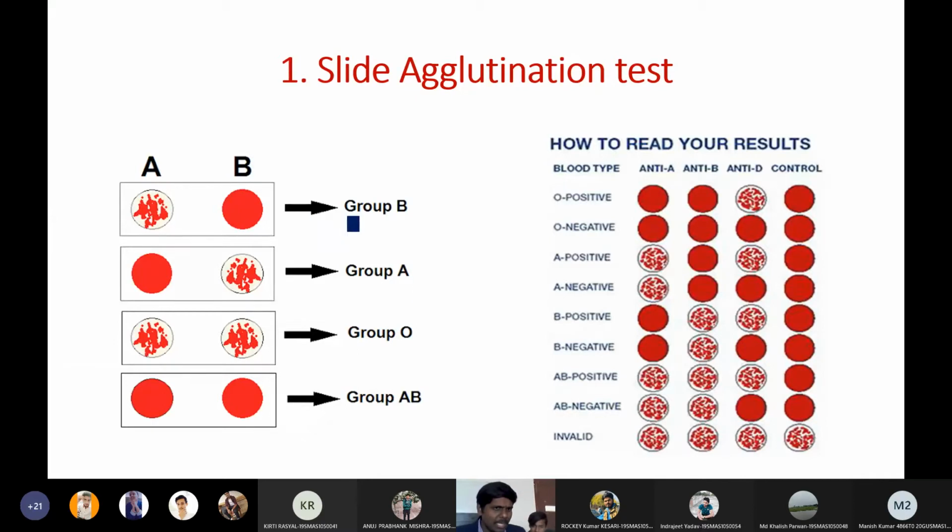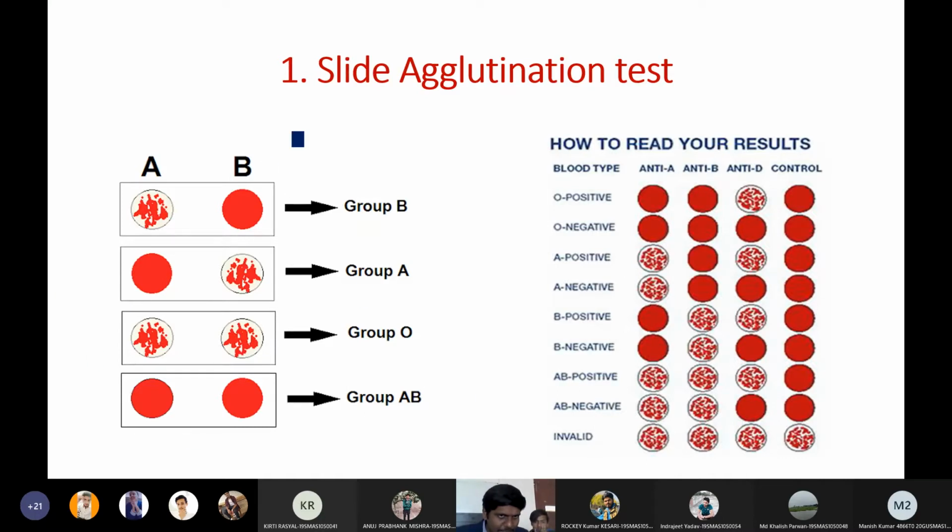So this is B. Okay, group B, group A. What is this? Group O. I think this is reverse blood grouping. Okay. This is actually A group, right? Yes, sir. This should be B group, this should be AB, and this should be O. I think this is reverse grouping.